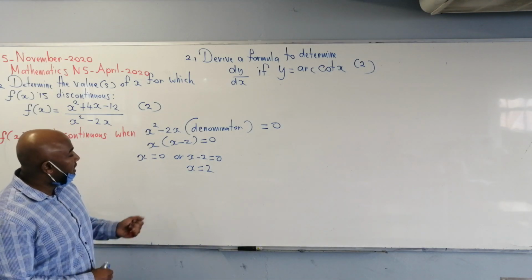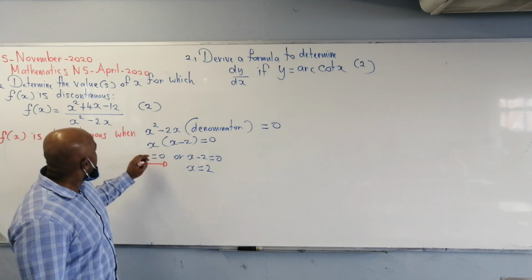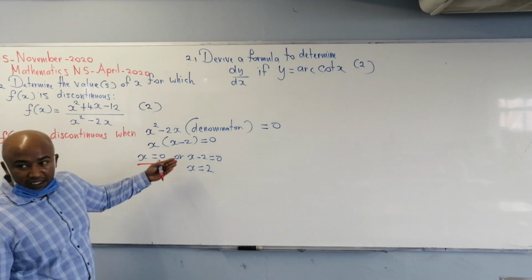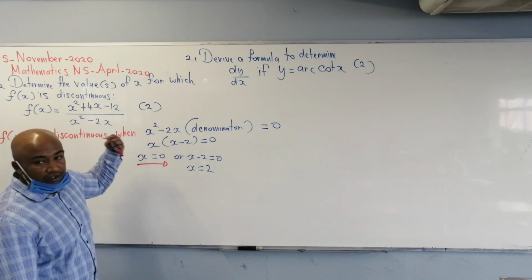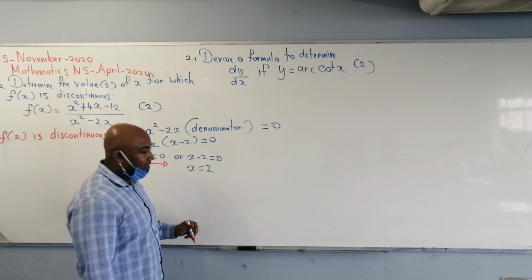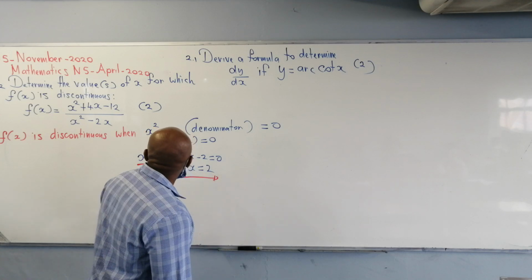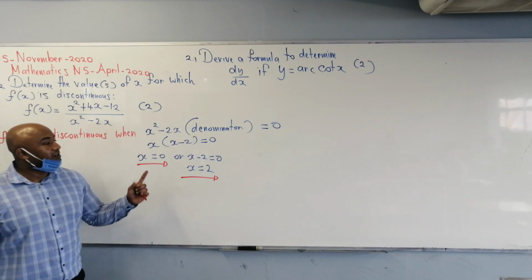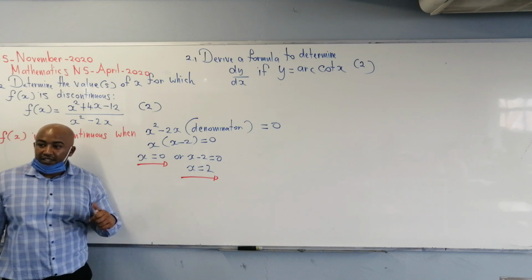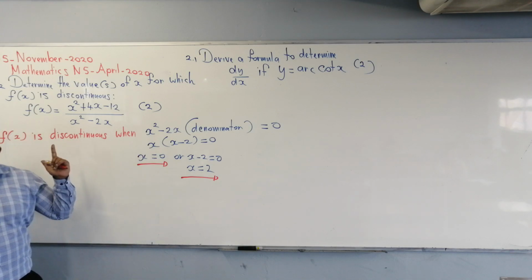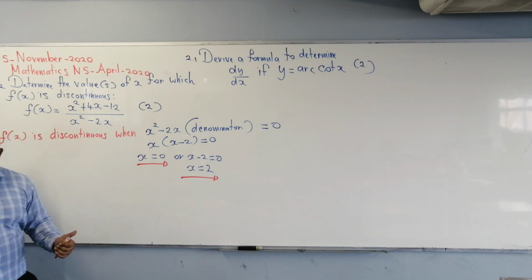So if we substitute 0 into this denominator, it will result in 0. If you substitute 2 into the denominator, you also get a 0. You cannot divide by 0. So therefore, these are the values. There's your 2 marks. These are the values for x that will make this graph discontinuous. Okay.